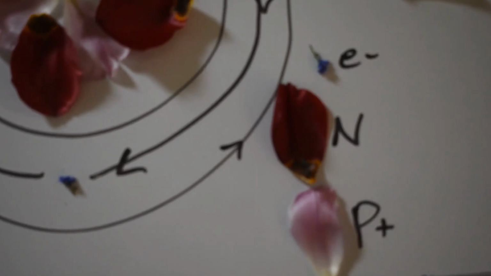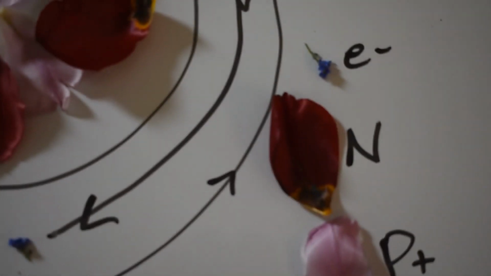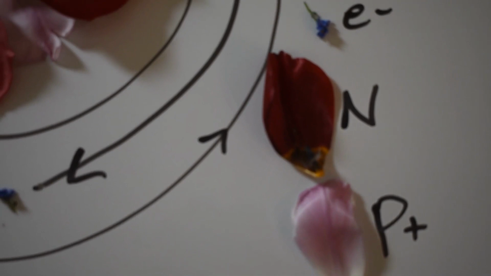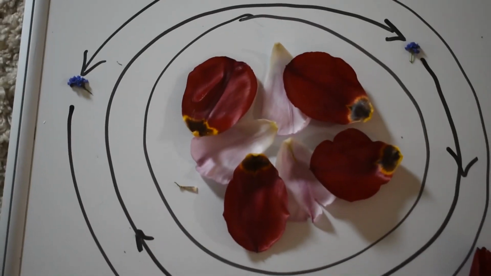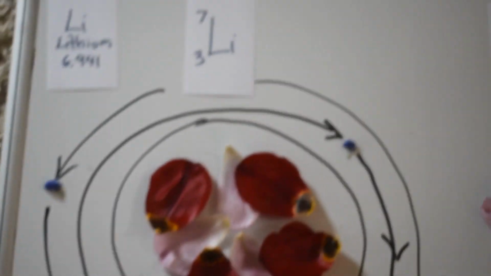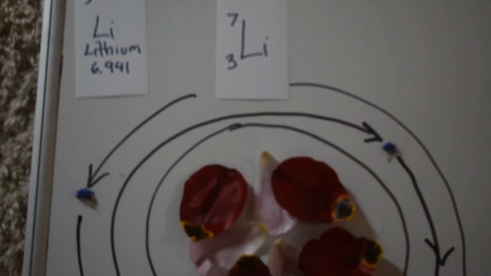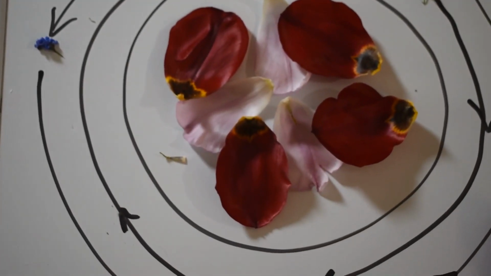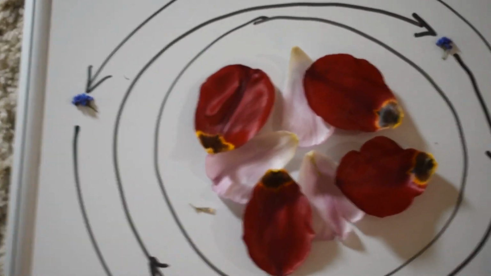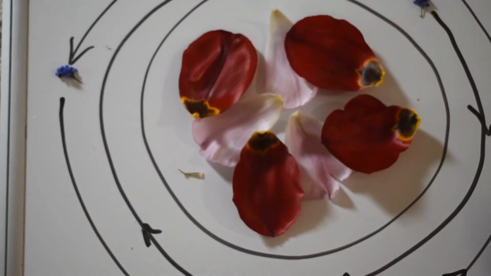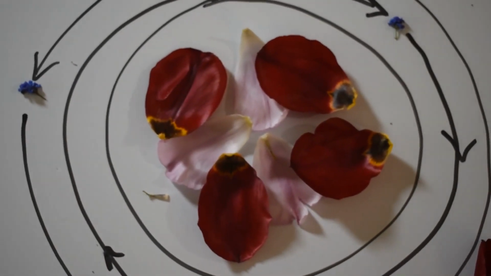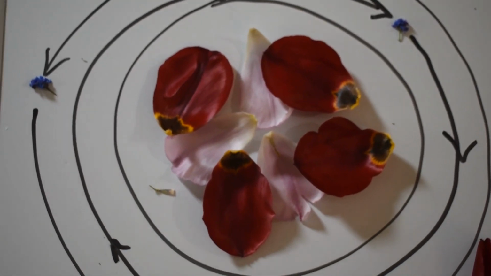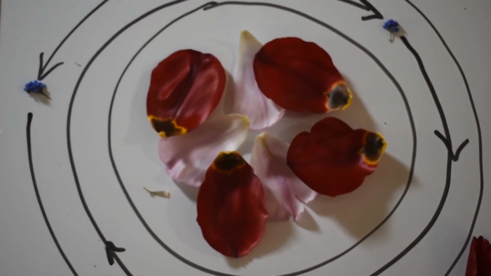In my key, my electrons are little blue flowers. My neutrons are the big red petals, and the protons are the pink petals. So in my model, I am making lithium-7. I've got 3 protons, 3 pink petals, but my total mass has got to be 7. So 7 minus 3 is 4. I need 4 neutrons. So there's my nucleus. You can count up and make sure the mass is right. 1, 2, 3, 4, 5, 6, 7 petals.